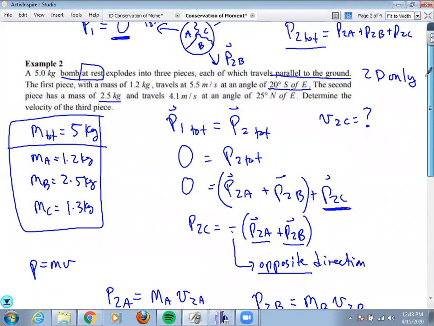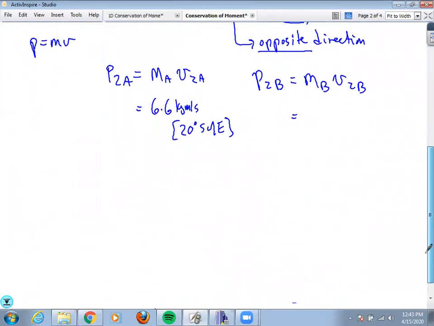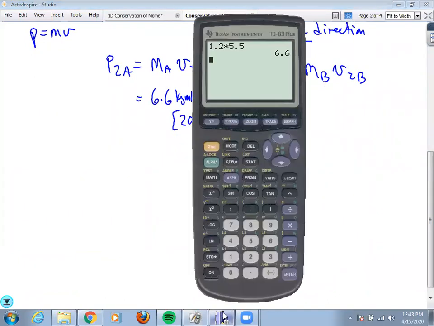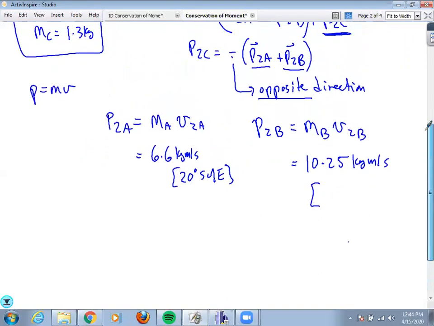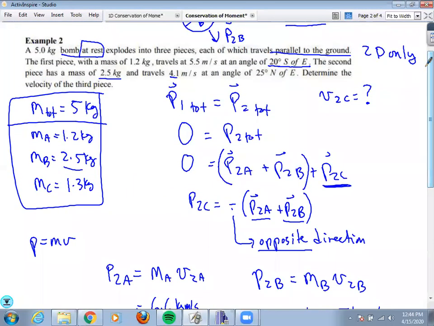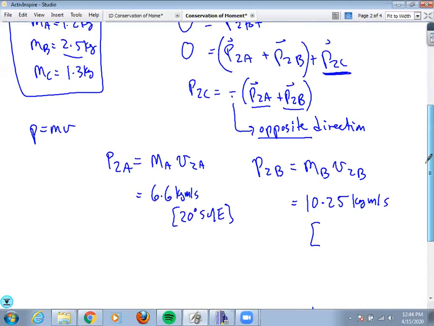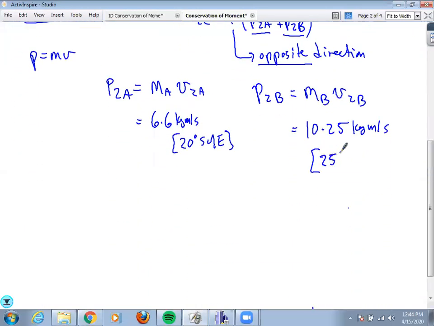P2B, the mass of B is 2.5 kilograms, and the velocity is 4.1. 2.5 times 4.1 gives us 10.25. 10.25 kilogram meters per second. Our direction is the same as V2B, which is 25 degrees north of east.